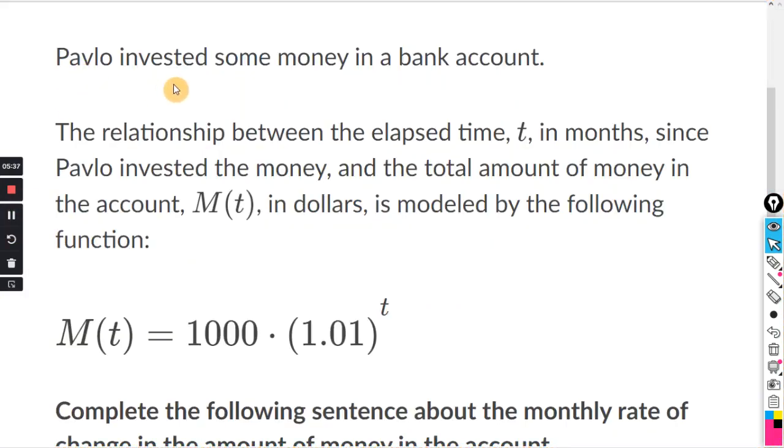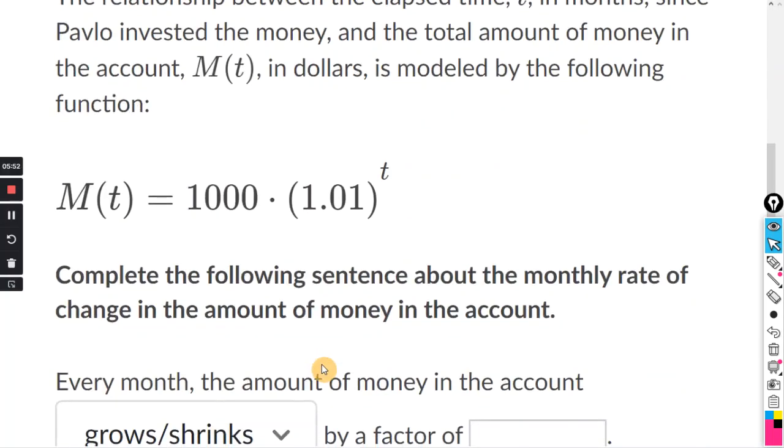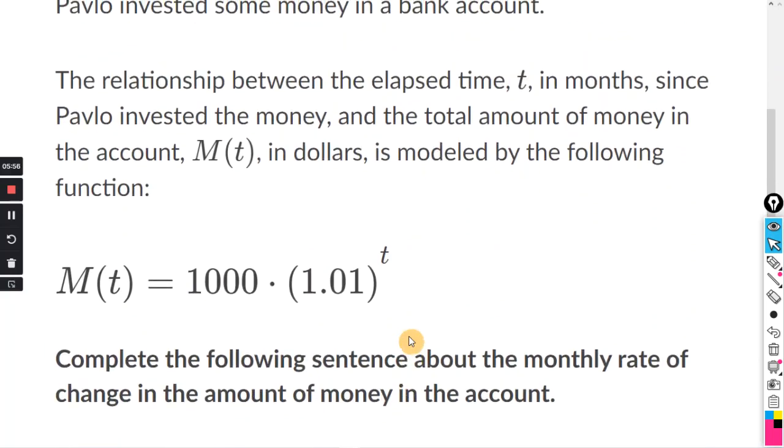Okay, Pavlo invested money in a bank account. The relationship between the elapsed time t in months since he invested the money and the total amount of money in the account m of t in dollars is modeled by this function here. Complete the sentence about the monthly rate change and the amount of money in the account. All right, t is the number of months, so it gets multiplied by this amount every time a month goes by.